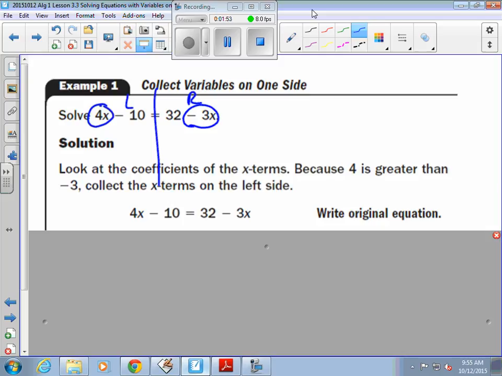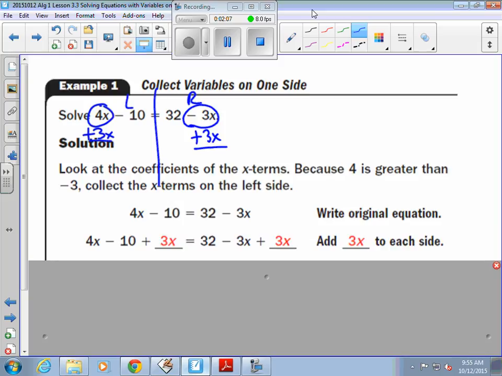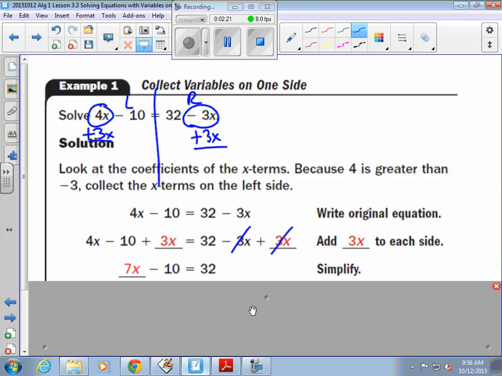So undo. We know how to undo minus something. You add 3x to both sides. So when you add 3x to the right, you do the same to the left. Remember, anything you do to one side, you do to the other side. So here's the horizontal version saying the same thing. Add 3x to each side. When you do that, it eliminates it on the right-hand side. And when you put 4x and 3x together, you get 7x on the left-hand side. So 7x minus 10 is equal to, since it's eliminated, 32 on the right.